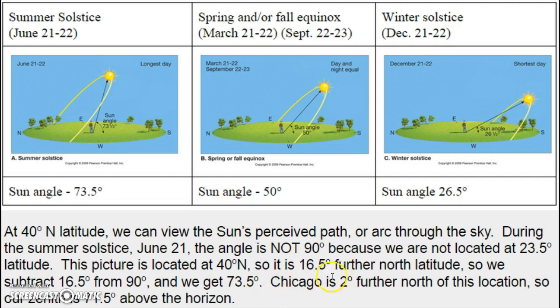But think of it this way. Chicago is 2 degrees further north than this location, right? We are at 42 degrees north. So our zenith is 71.5 degrees above the horizon. And that should make sense to you.